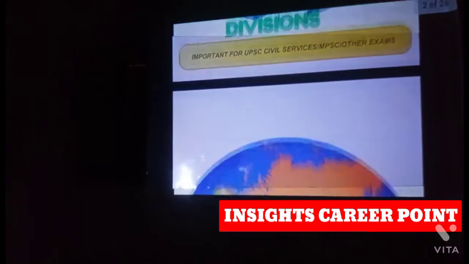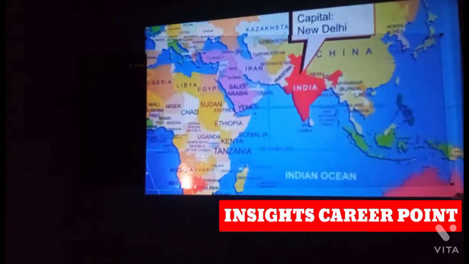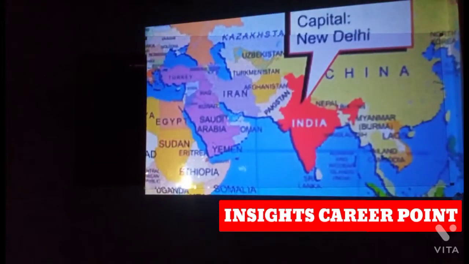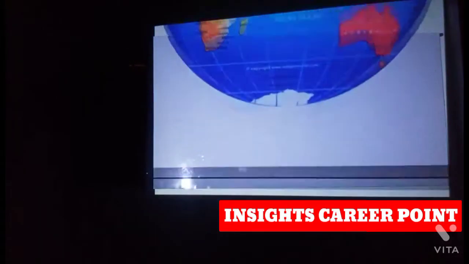When we look at the globe of the earth, we can find India like this. Here the reddish portion is India, its capital is New Delhi, and we can easily see the reddish portion, which is the map of India. Then let's start the chapter.